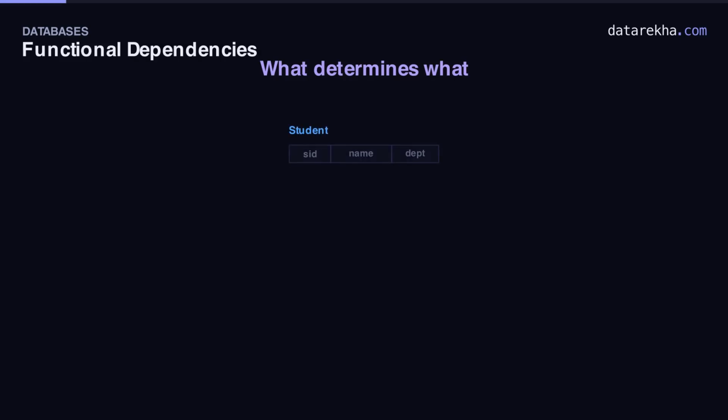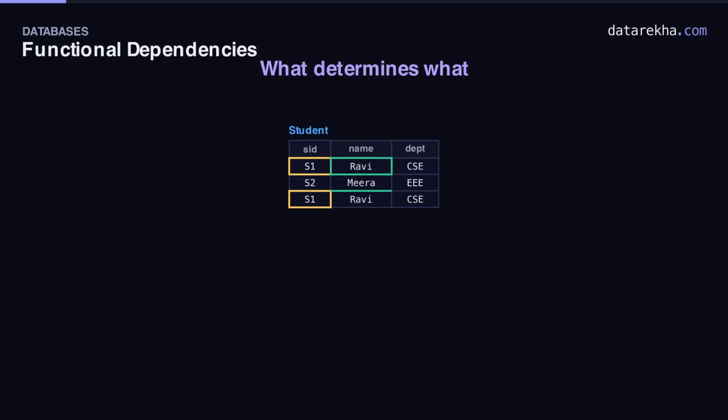Look at this little student table. Every row records a student ID, a name, and a department. And notice something quiet but important. Wherever the student ID is the same, the name comes out the same too. Rows 1 and 3 both hold student 1 and both say Ravi. Fix the student ID and the name is forced.